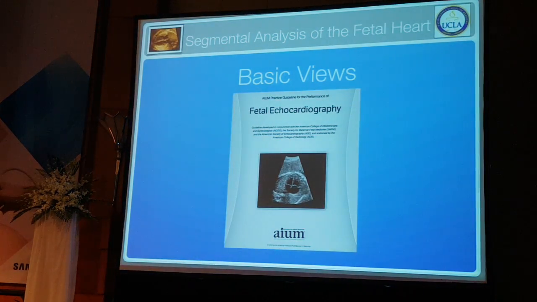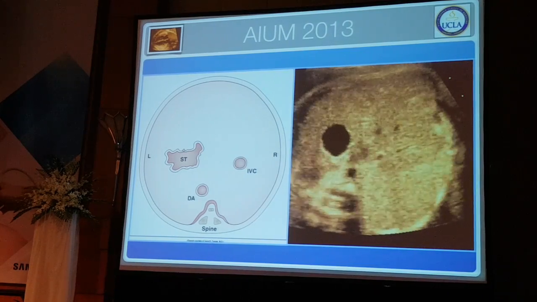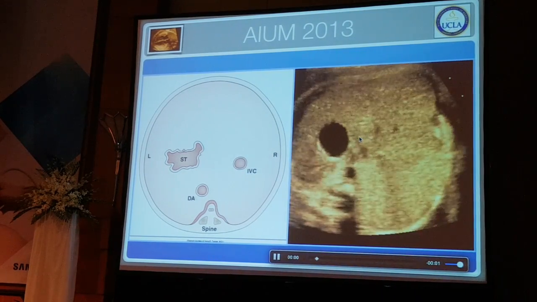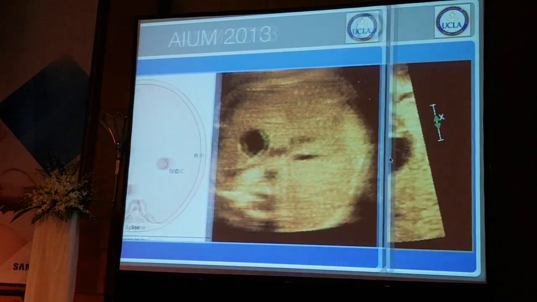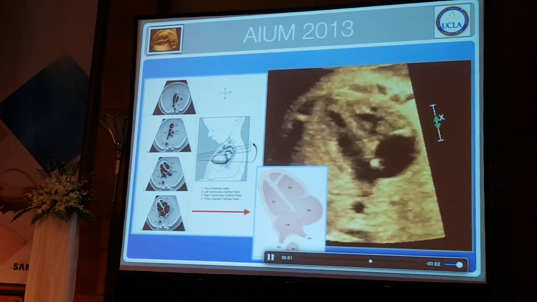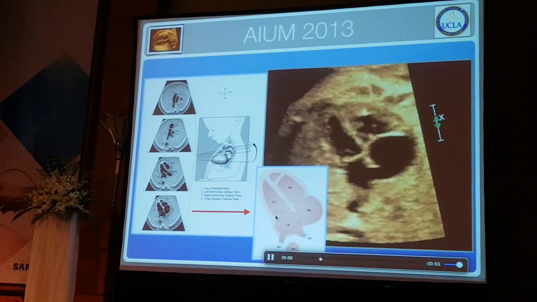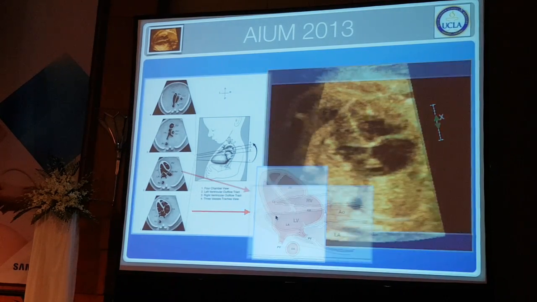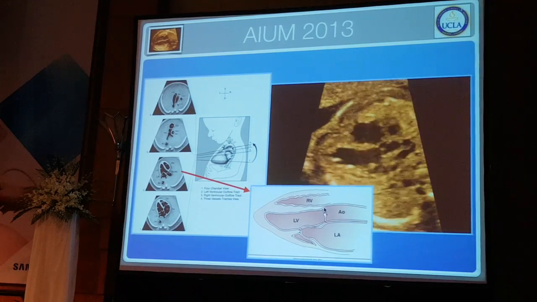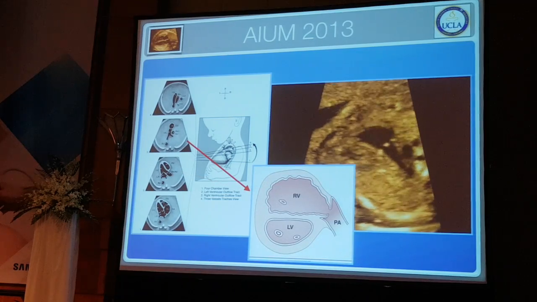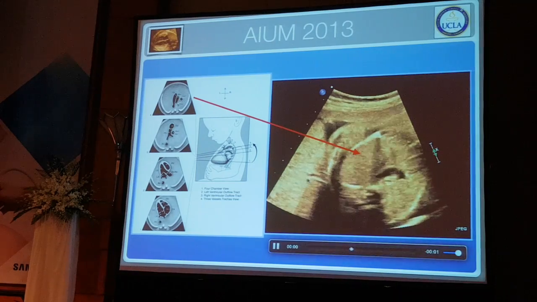So here are just some of the basic views, covered a little bit. These are from AIUM. You can see the normal as we talked about. Stomach, descending aorta, IVC. Now this comes from the AIUM guidelines. You can see the four-chamber view. You can see the left ventricular tract and the right ventricular tract. The three-vessel view.